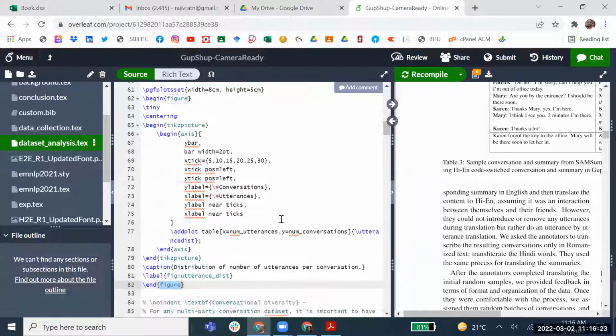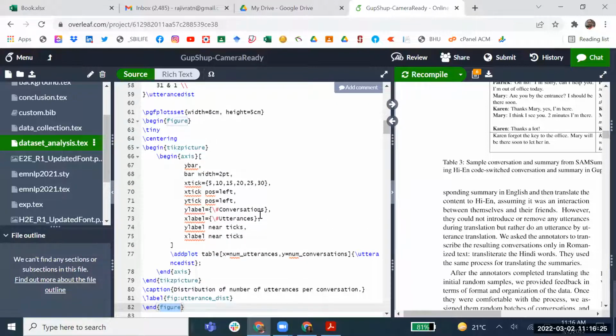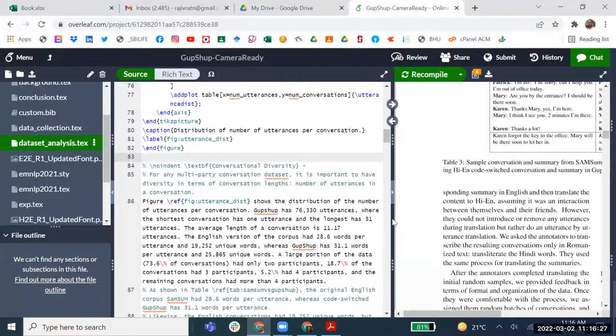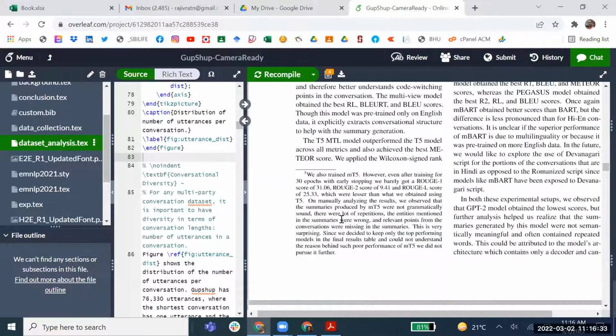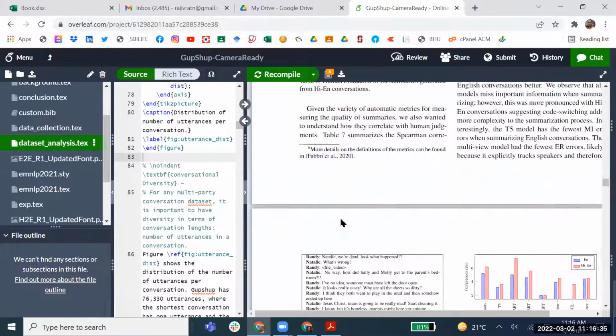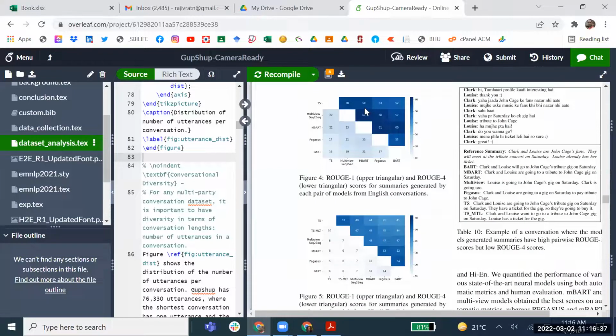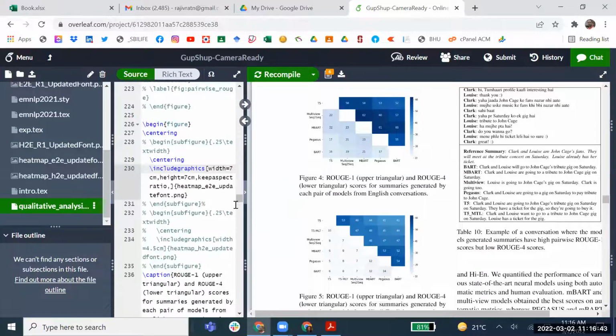In this case, they have created it using bar, but let me show you some other figure where you can simply use whatever JPG or image you have created and import it here. Yeah, so you can see here, right? Heat map e2 update.png. It's a simple PNG file, the path you have given, and it will include the graphics.